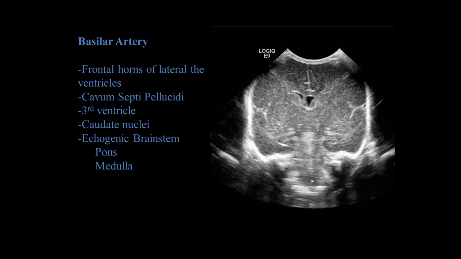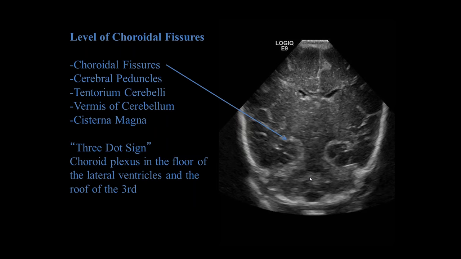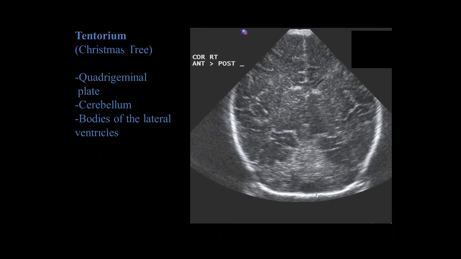Then you go further back, and you're at the level of the basilar artery. You have the cavum septum pellucidum, the caudate nuclei, which is this inferior circular area at the base, inferior margin of the lateral ventricles, and you have the echogenic brainstem, pons, and medulla. Then you go back further to the level of the cerebellum, and you tend to have the three-dot sign, which is the choroid plexus and the roof of the third ventricle, the insula, and then you have the choroid fissures. So the choroid fissures are the joining plates of the choroid into the inferior margin of the lateral ventricles. You have the vermis of the cerebellum, and you have a little bit of the cisterna magna.